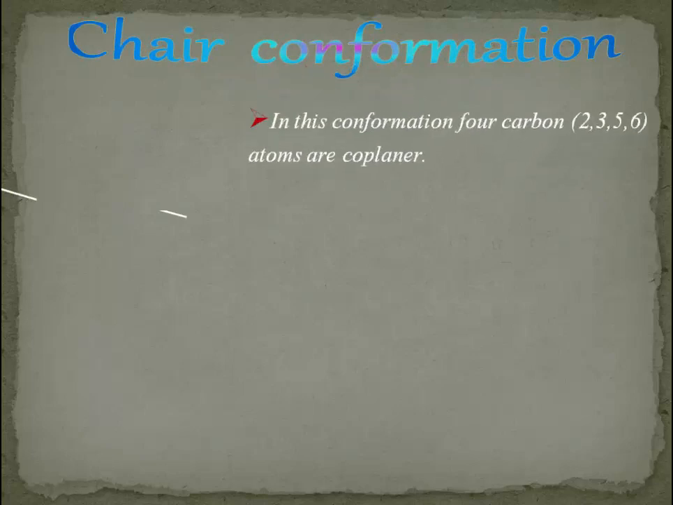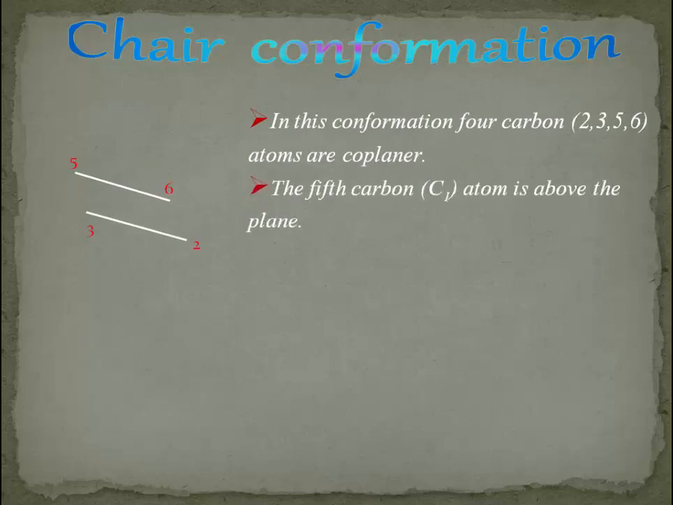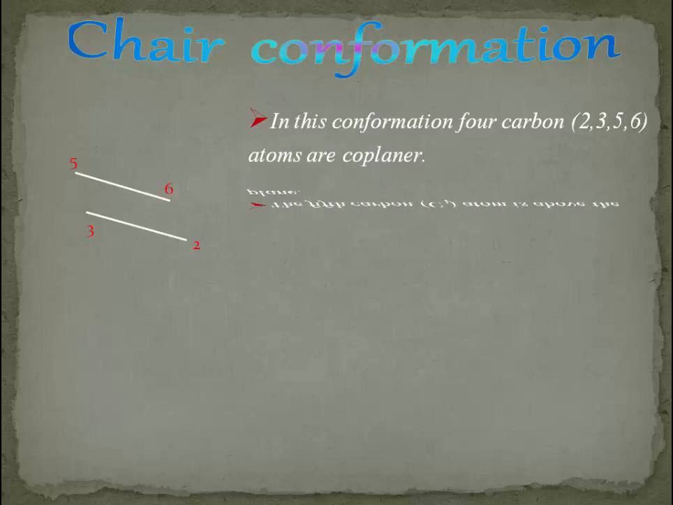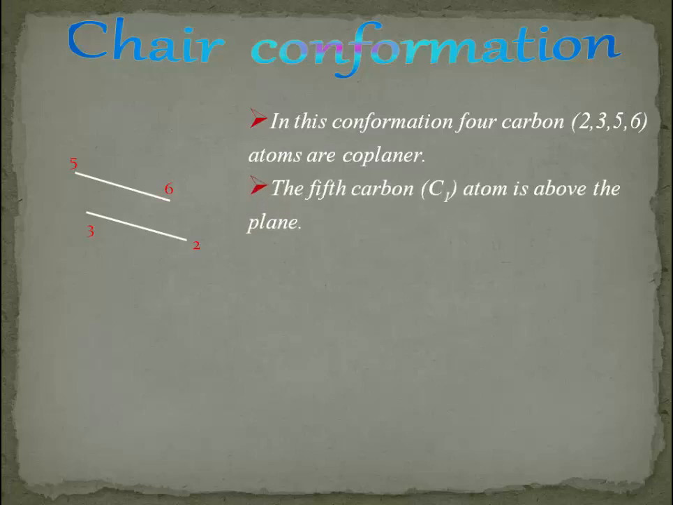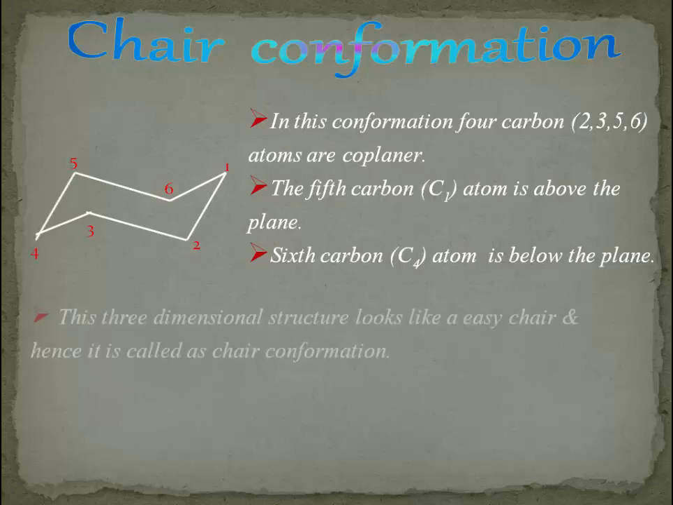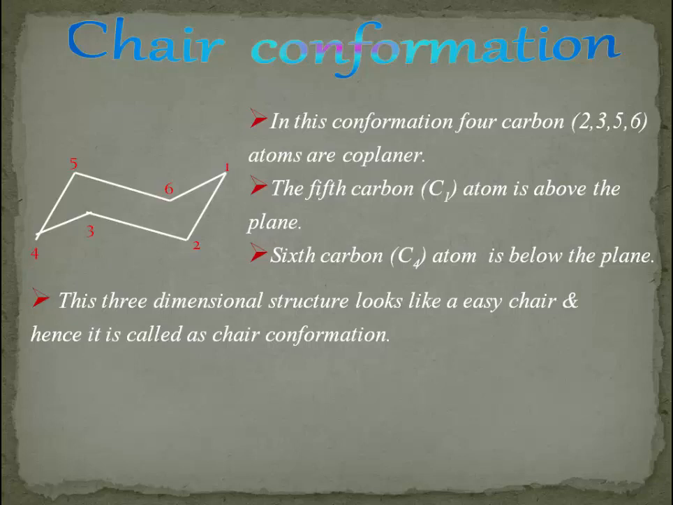First we will see chair conformation. In this conformation, four carbon atoms, C2, C3, C5, C6, are coplanar. The fifth carbon atom, that means C1, is above the plane. The sixth carbon, that means C4 atom, is below the plane. This three-dimensional structure looks like an easy chair, and hence it is called chair conformation.